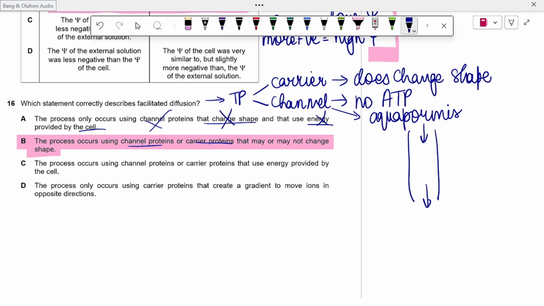The mistake is that it may or may not use energy by the cell. Your channel protein is not using any energy. The process only occurs using carrier protein. The process occurs through your channel protein as well. So option C and D are also wrong.